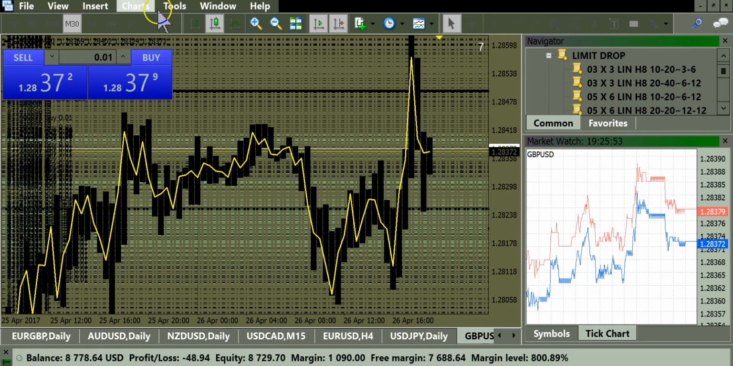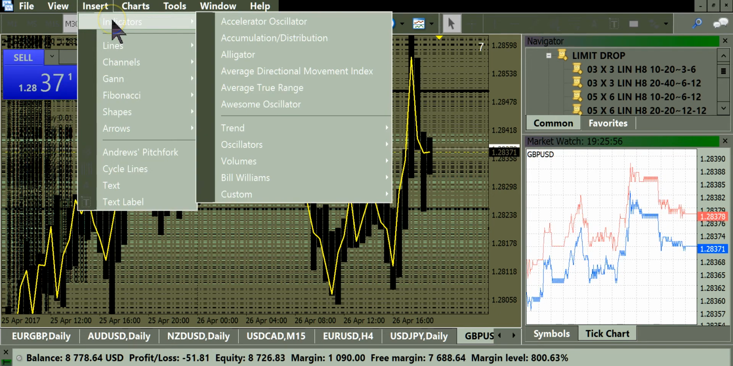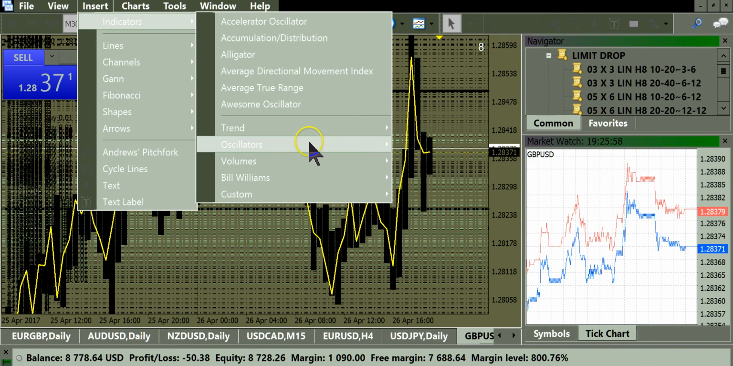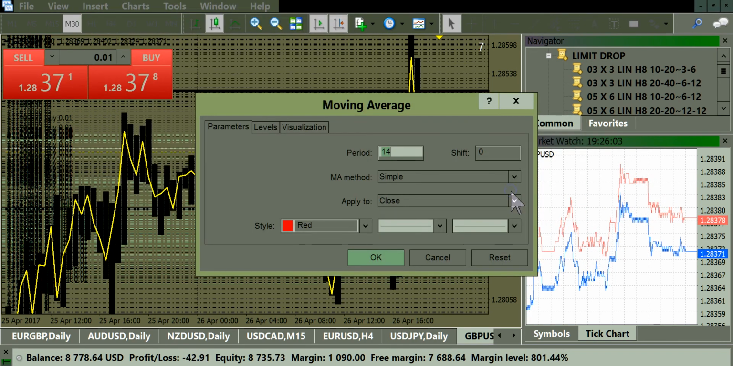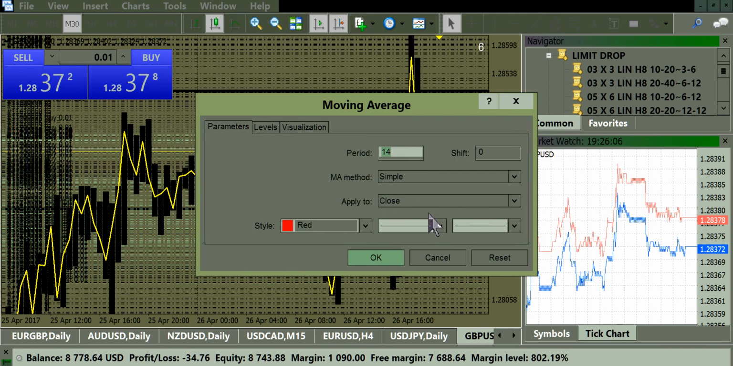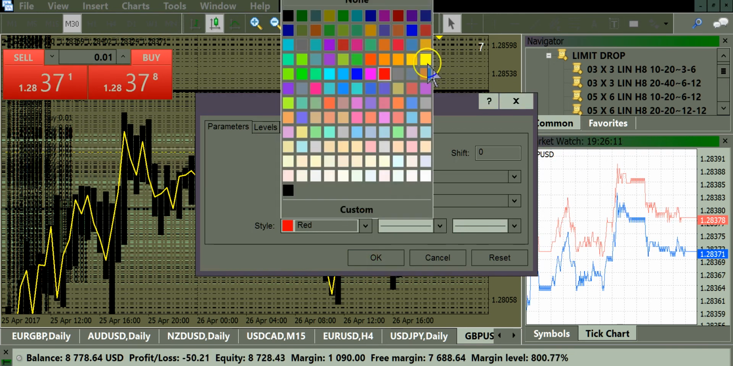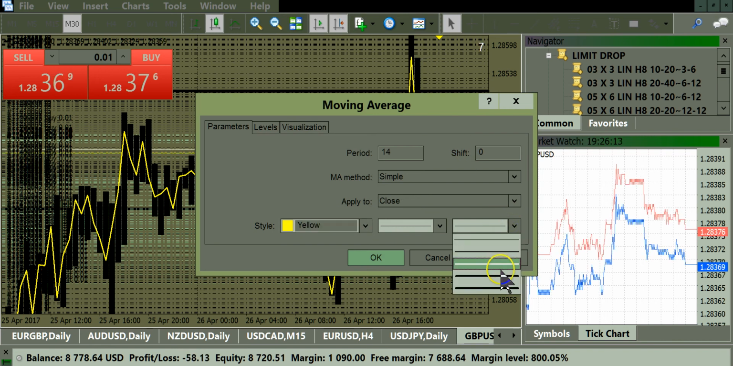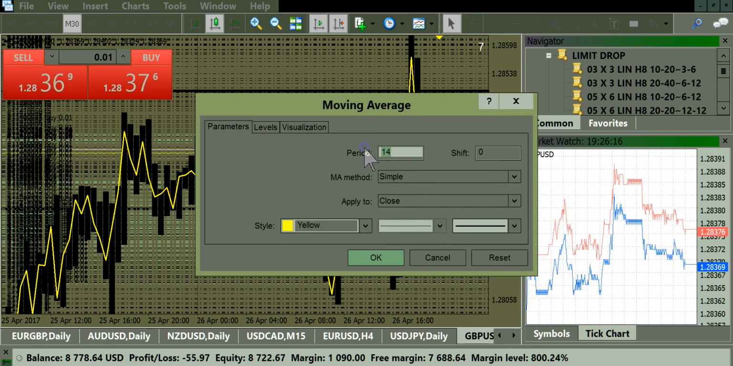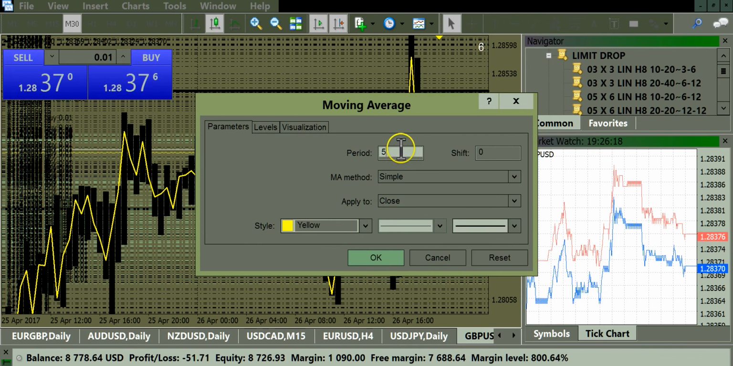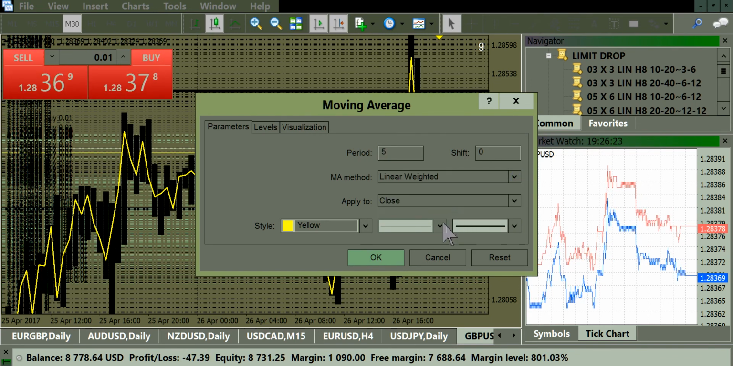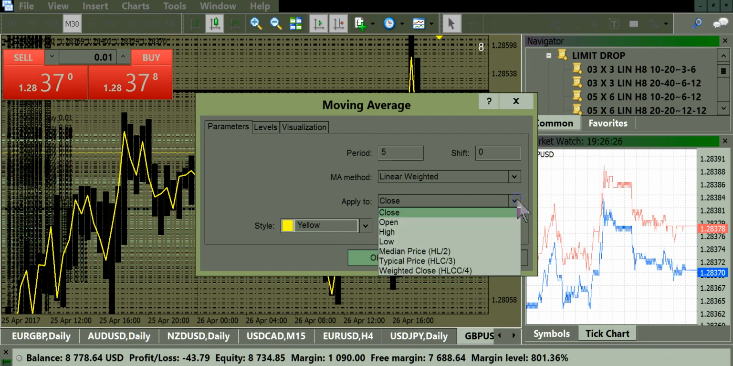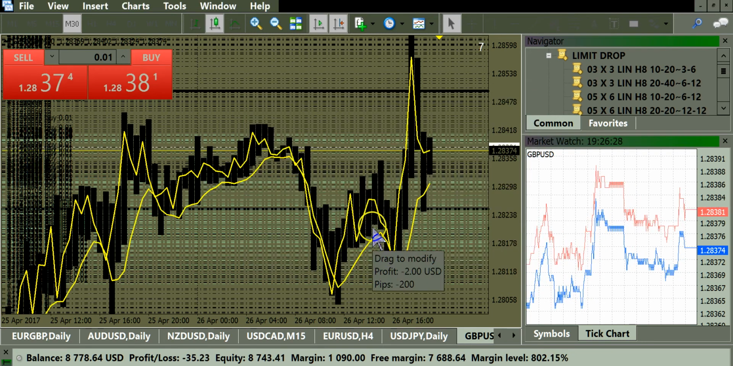I could say, okay, let's put in a moving average of 5, and I go exponential and make it really big. I'll just make it yellow, because we should be able to tell that it's a different line. So I'm going big like this, and, yeah, 5 is pretty wide actually. And I'll go for the linear weighted, for a snugger fit. Put that on the low. We come back, and then we put one on the high.